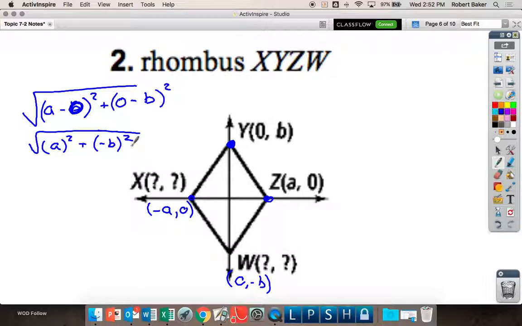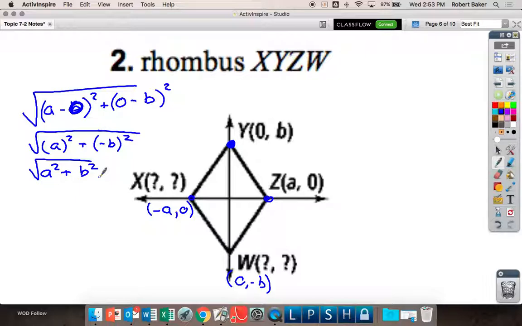Okay, what is a times a? It's A squared. What is negative b times negative b? It's just b squared. So I have established that the distance between y and z is the square root of a squared plus b squared. Yuck, right? Just leave it just like that. You've simplified as much as you can.